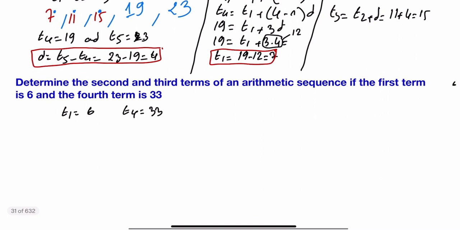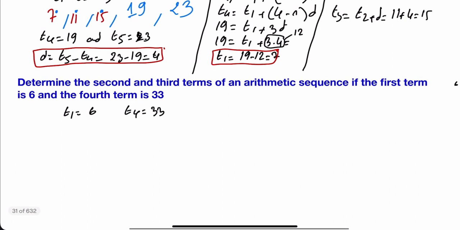Now the next question is asking us to find the second and third term. We know that the first term is 6, and the fourth term is 33. So we can substitute that in our equation to find our d.